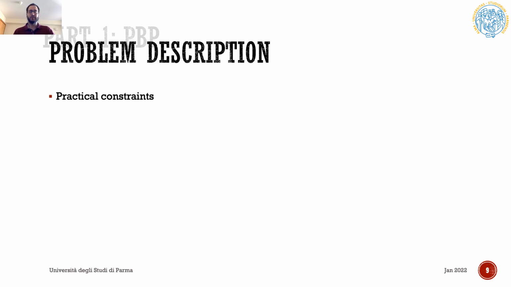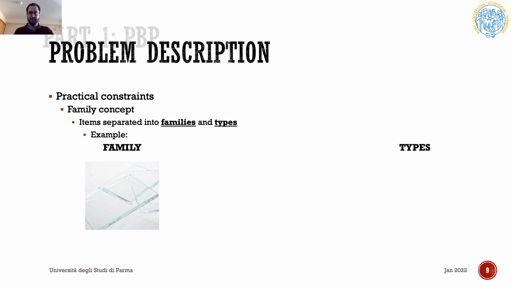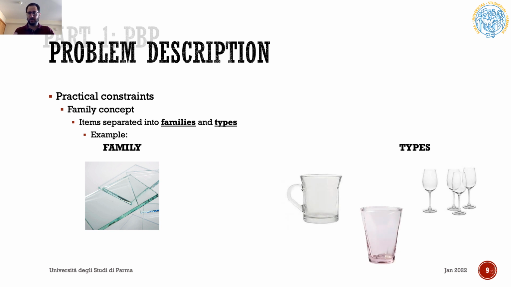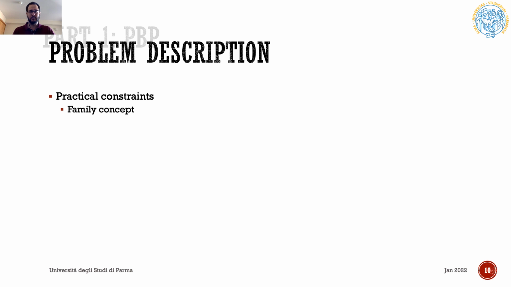And practical constraints. But before presenting them, I explain the family concept to separate items. Family is the generalization of a concept. Practical example, the glass family here. While type is its specification. For example, mugs, cups, wine cups, objects made of glass. Okay, but why is this concept important?